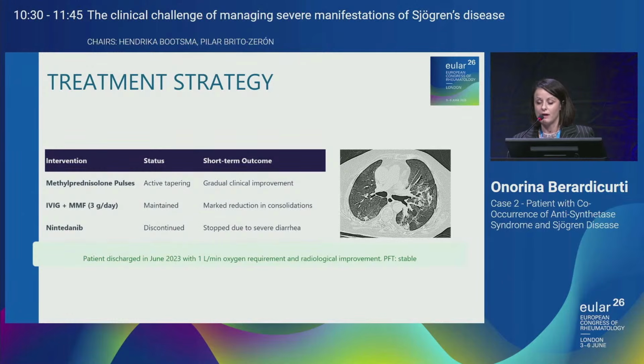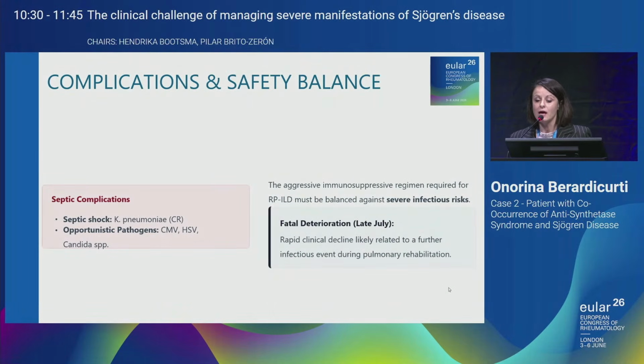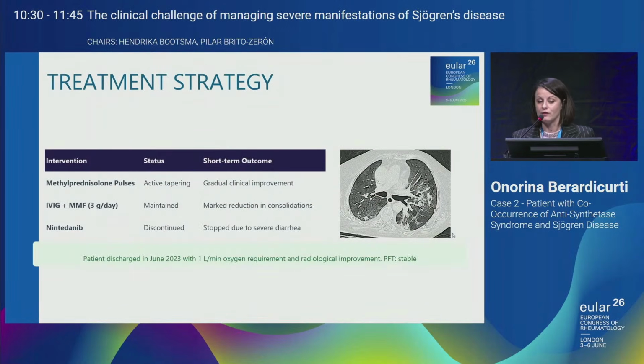In fact, her pulmonary function tests were comparable with those we performed in January 2023. But shortly after, she came back to our unit because of septic complications, maybe due to the aggressive immunosuppressive regime used in these patients. In fact, she developed a septic shock and several opportunistic infections. So we stopped the treatment and treated this condition, with recovery of the patient. But when we tried to reintroduce the mycophenolate mofetil, she had several pneumonia infections, and she died in late July following one of these infections and its complications.